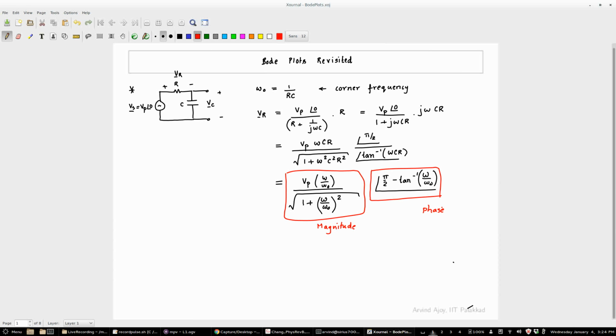So far we have not done anything fancy. This is just algebraic manipulation. This quantity is the magnitude, and that quantity is the phase. And so let's plot, for example, the magnitude and phase as functions of omega. So plot that here.